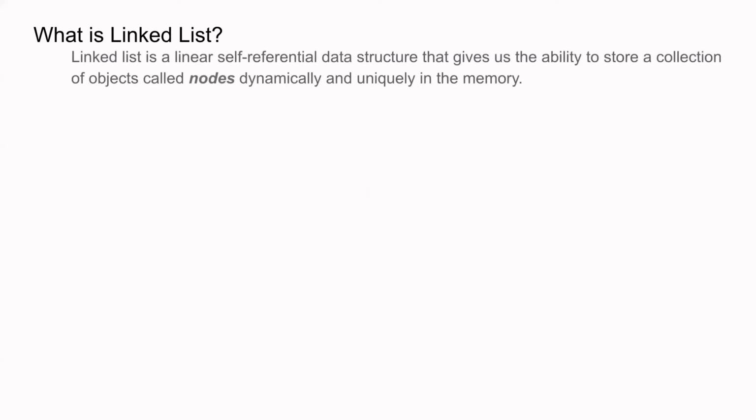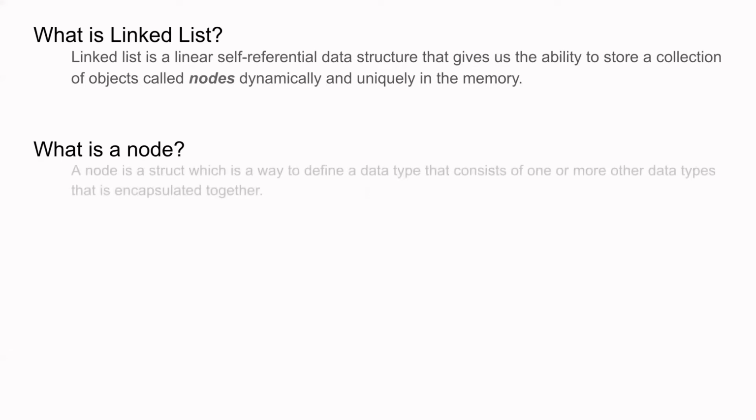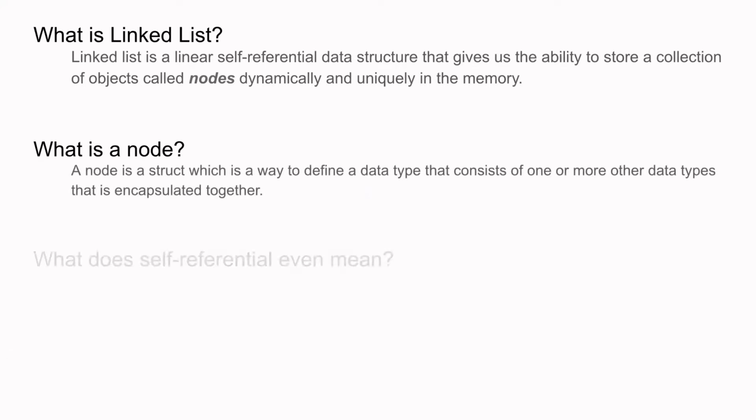And you're probably thinking right now, what does a node mean? A node is a struct, which is a way to define a data type that consists of one or more other data types that are encapsulated together. What self-referential also means is that all the variables that we declare inside a struct are called fields, and one of those fields is a pointer that is a type of the same struct. So with that being said, let me show you an example of what a struct looks like in Python and C.